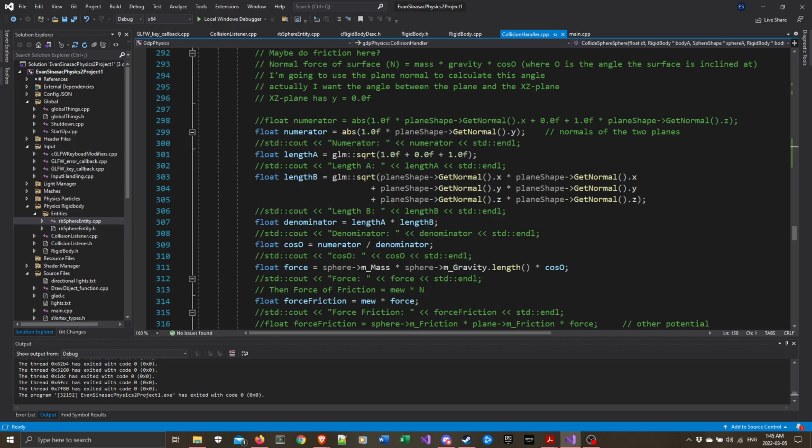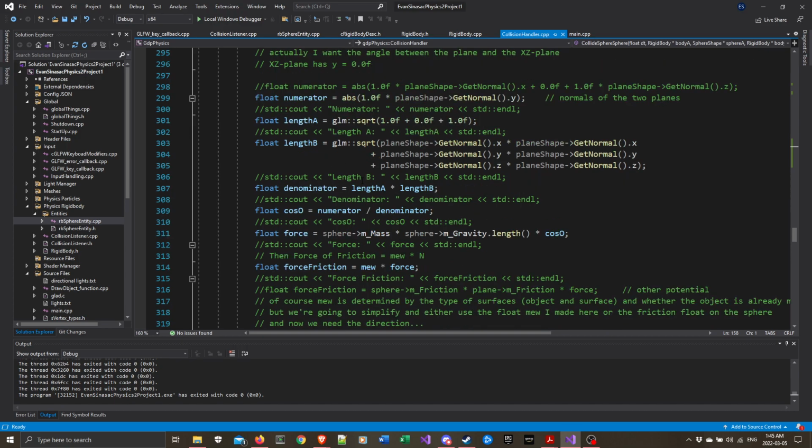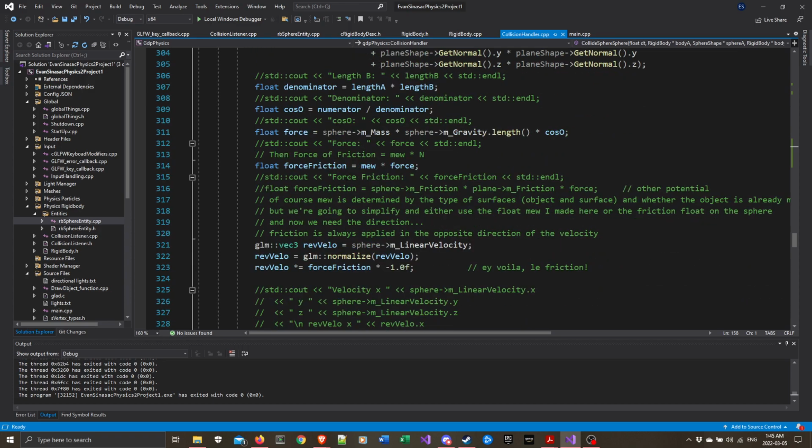Jeez. It is far too late for me to be thinking about math like this. Anyways, this is just the formula. I went through it. It's correct. I followed the formula as I wrote it, and it works.